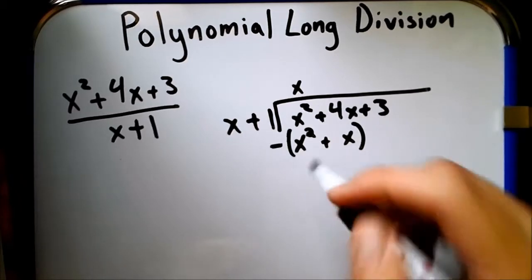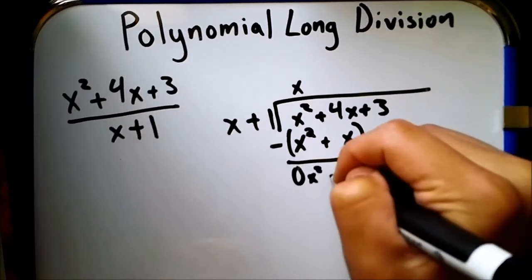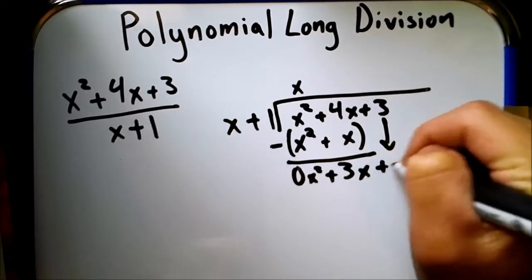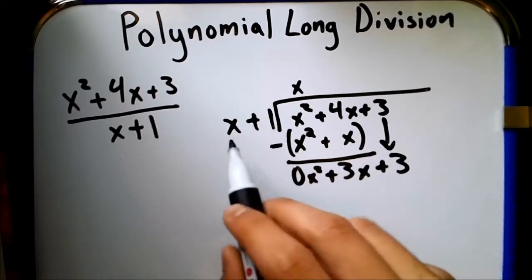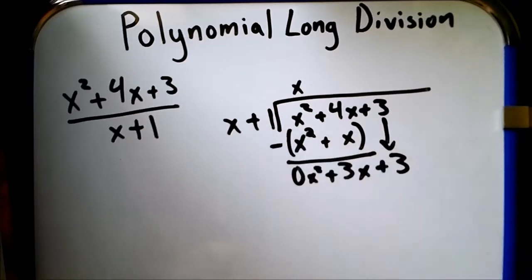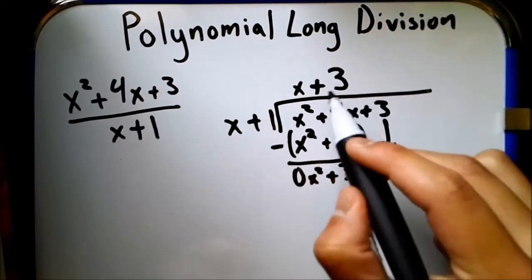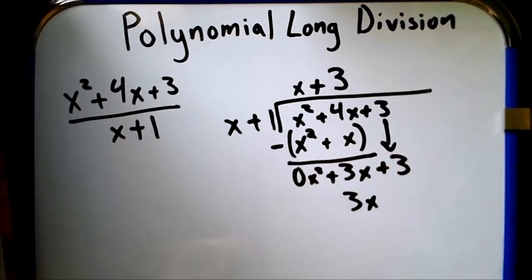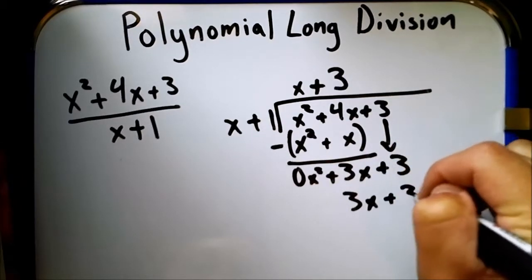So now that we subtract it, we see that this cancels, 0x squared, and then we get plus 3x, and then we drop this one down, plus 3. So now we can see that 3x divided by x, remember you're always using the first term for these, 3x divided by x is 3, it's positive 3, so we're going to write plus 3. So then you do 3 times x and write it under here, so we get 3x, and then you're going to do 3 times 1, and that's positive 3, and write it down there.